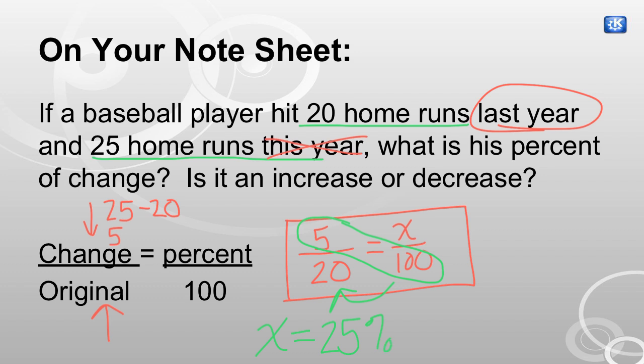Now that answers this first question, what is his percent of change? But we also have to answer the second question, is it an increase or a decrease? So we just have to think about it a little carefully. Last year he hit 20, this year he hit 25, so he increased the number of home runs by 25%. That is your answer.